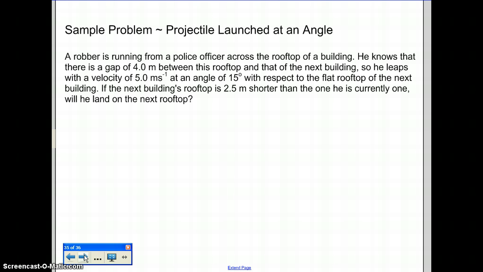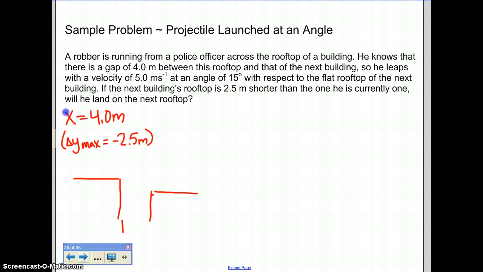Okay, so going into this problem, we know that we have an x of 4.0 meters. We know that we have a y max of a negative 2.5 meters, because he's going to jump from one rooftop. There's a 4 meter gap between these two rooftops, and there is a 2.5 meter difference between the heights of them. So that's the idea that I want you to have in your head right now with these buildings or this problem. Okay, moving right along.